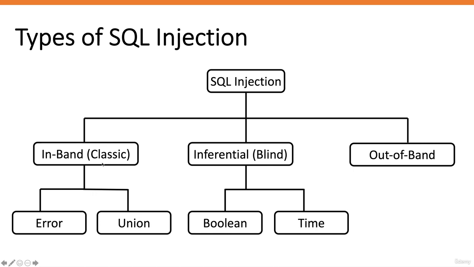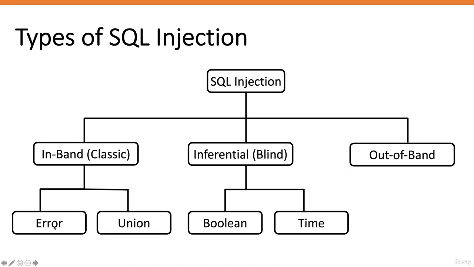Now, in-band, also known as classic SQL injection vulnerabilities, are ones where the attacker uses the same communication channel to both launch the attack and gather the results of the attack. If that doesn't make much sense to you, that's okay, don't worry. I actually have a couple of slides explaining each type in detail. Right now, I'm simply giving you a high-level overview of what each type is. In-band, or classic SQL injection, is divided into 2 types: error-based SQL injection and union-based SQL injection.